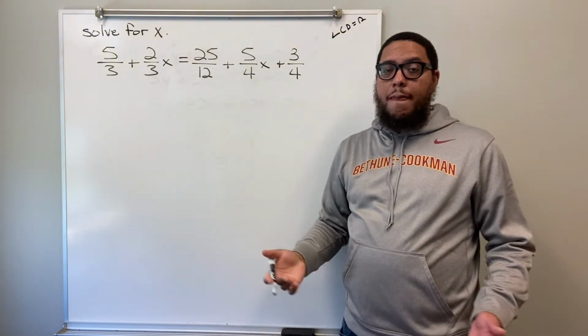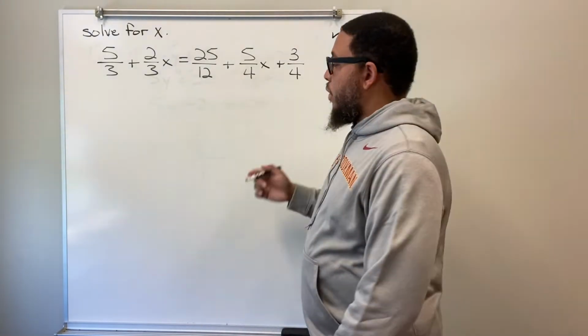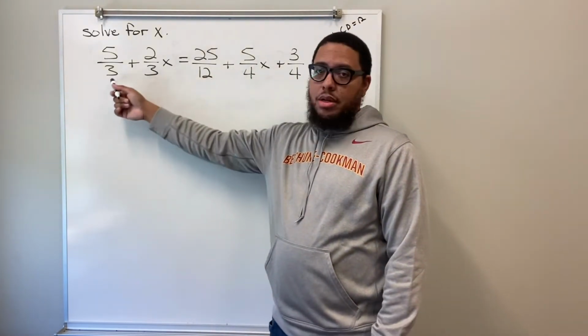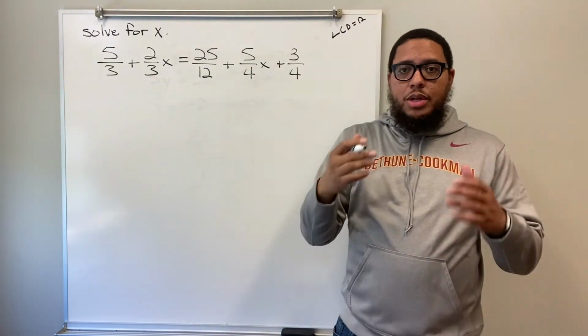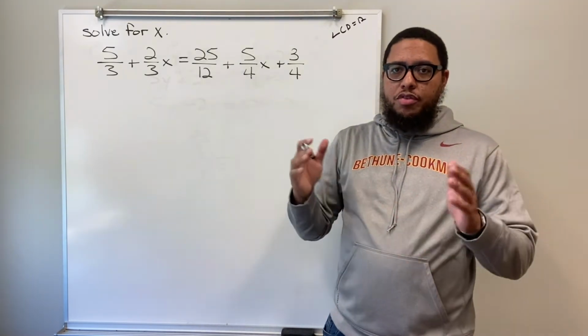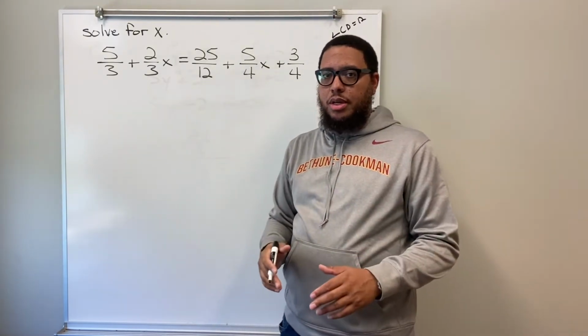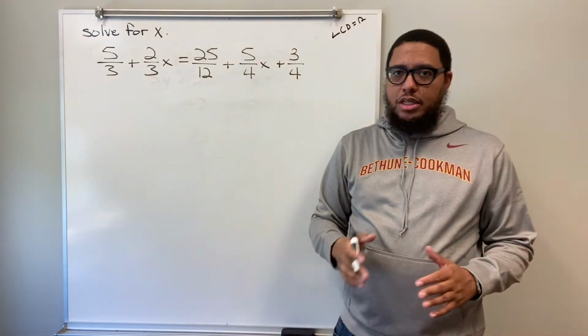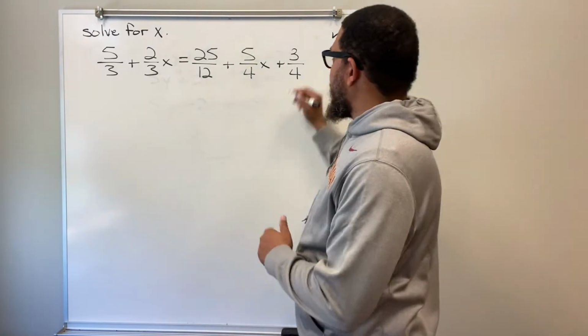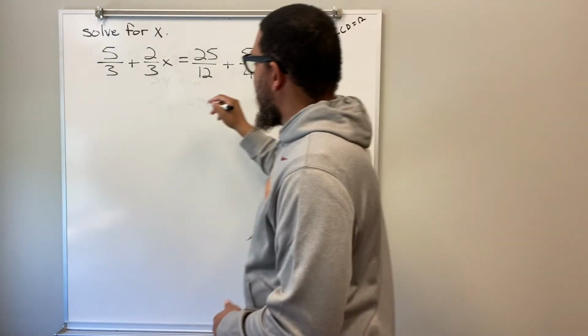Now, why did I figure out what the LCD was? Why do I care? What am I going to do with the LCD? What I'm going to do with the LCD is multiply each term in this problem by the LCD. And once I do that, that is going to automatically eliminate all of the fractions. I guarantee you. If it doesn't eliminate all the fractions, then you've done something wrong. All right, so what I do is I draw brackets around the whole thing.